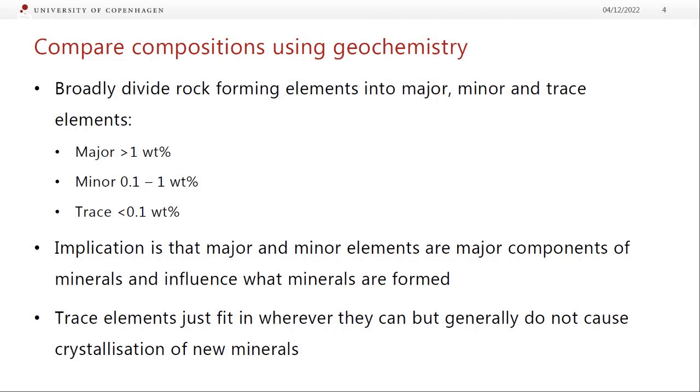So the implication of this division is that major elements and sometimes minor elements are major components of minerals. So if we change the major element composition, we're usually going to change what's crystallizing. The trace elements are generally in too small quantities to actually make new minerals, so they just sit in some of the existing minerals. And so the minerals are being controlled by the major elements, sometimes the minor elements, and the trace elements are just along for the ride.